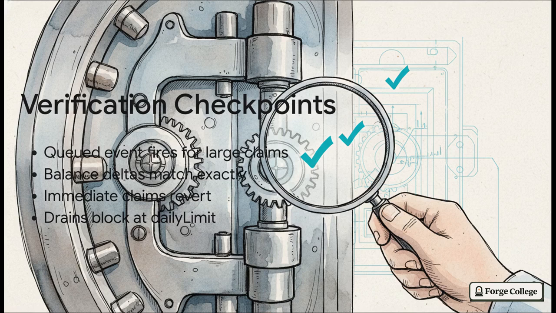And you must see aggregated microdrains hit an absolute brick wall when they reach the daily limit. If you aren't seeing these exact artifacts in your test output, your vault has a loose hinge. Stop what you're doing, go straight back to the blueprint, and debug those state updates.